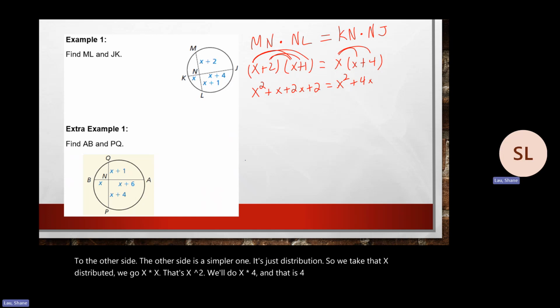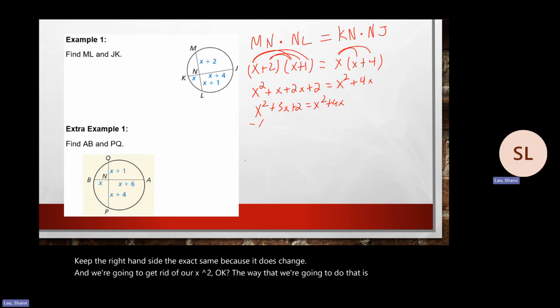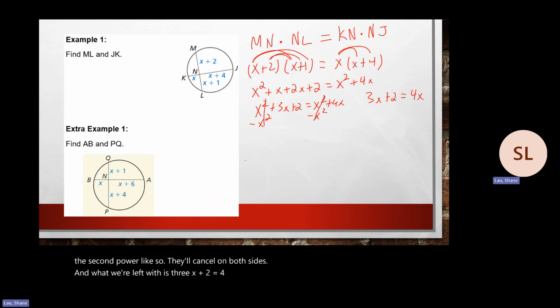We'll combine the like terms on the left-hand side. Keep the right-hand side the exact same because it doesn't change. And we're going to get rid of our x squared. The way that we're going to do that is if I subtract x squared on the left-hand side, I still have to do it on the right-hand side too, because anything I do on the left, I have to do to the right and vice versa. So the x squared terms cancel on both sides. And what we're left with is 3x plus 2 equals 4x. And that is making it a lot simpler for us to do. Subtract 3x.